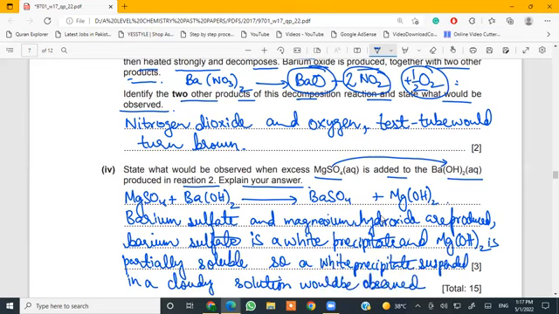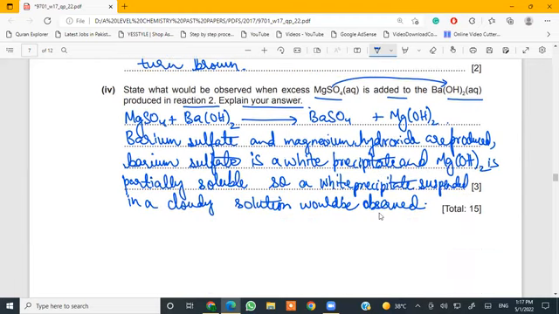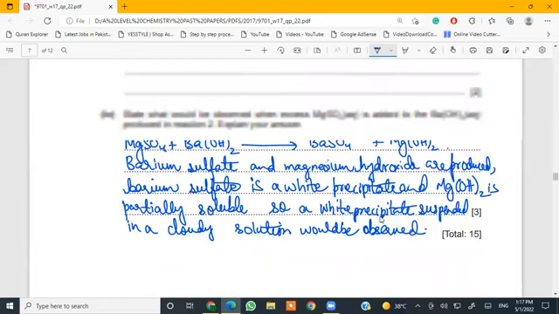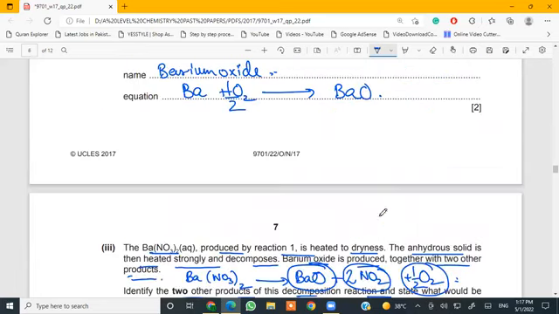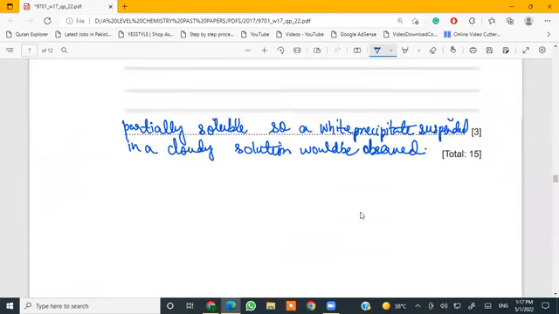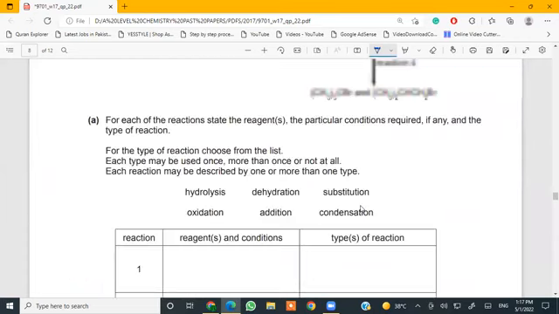This is just an additional line which I've written in the last. Okay, you can also stop here. Okay, magnesium sulfate is a white precipitate and magnesium hydroxide is partially soluble. Solution turns cloudy or white precipitate is observed and stuff like that. All right, so we've done question 2. If you have any questions or confusions, you guys can ask in the comment section. Now, question 4.